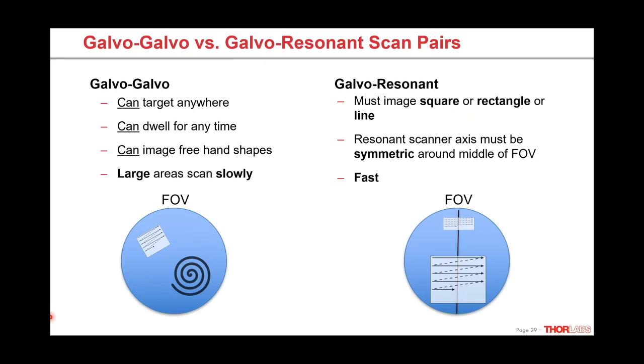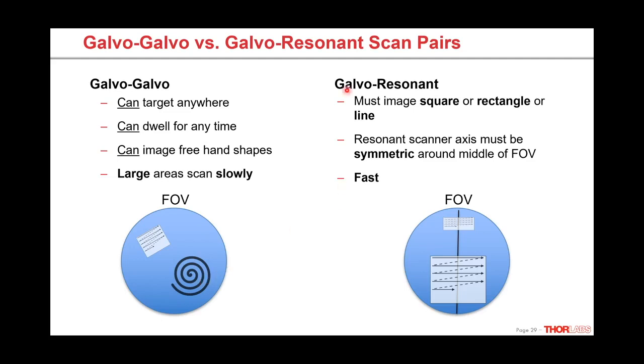Scanners are often put together in scan pairs in order to raster an image across the field of view. Your two common scan pairings are galvo-galvo and galvo-resonant scan pairings. For a galvo-galvo scan pair, because they're two galvos, they can target anywhere in the field of view. They can dwell for any amount of time within that field of view, and they can image arbitrary shapes that one is interested in. However, because the fast galvo is still a galvo and it has limited velocity and acceleration, if you want to image over large areas, these large areas will scan slowly, a couple frames per second.